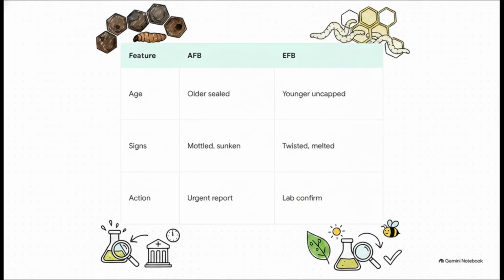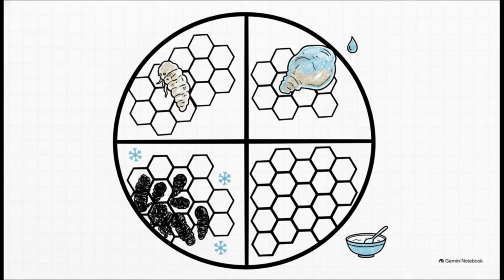So, how does AFB compare to its similarly named counterpart, European Foulbrood, or EFB? Well, by comparing the older, sunken sealed larvae of AFB to the younger, twisted, melted-looking, uncapped larvae of EFB, we can gather the right evidence for the diagnostic lab. While AFB requires absolutely urgent containment, EFB also requires lab confirmation and careful management, since it's heavily influenced by colony nutrition and stress. Keep in mind, environmental stressors can cause other overlapping conditions that actually kind of mimic Foulbrood.